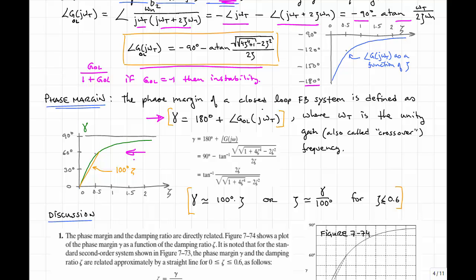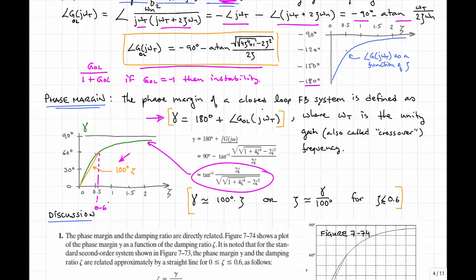The green is the actual plotted expression here, and we can see this is the expression here. And we find that this nonlinear function can be approximated as a line for values of zeta that are less than or equal to 0.6, and that's shown right here in orange. So it turns out that if you approximate this as 100 degrees times zeta, you can fit this curve pretty well up to a zeta of 0.6.